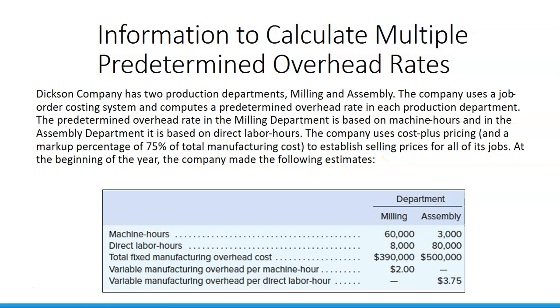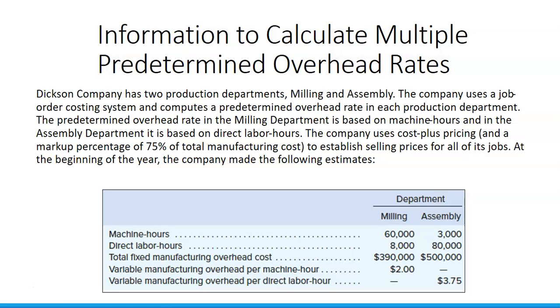So we've talked about calculating a predetermined overhead rate, or a single predetermined overhead rate. Many companies use multiple overhead rates, based usually on production departments, because different departments have different cost drivers. So in this example, we have a company with two production departments. The milling department uses machine hours, but the assembly department uses direct labor hours. So we also use cost plus pricing.